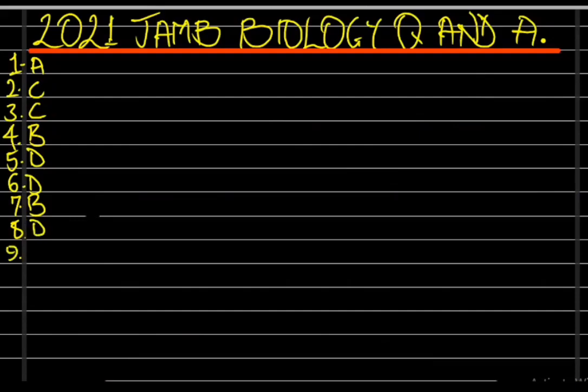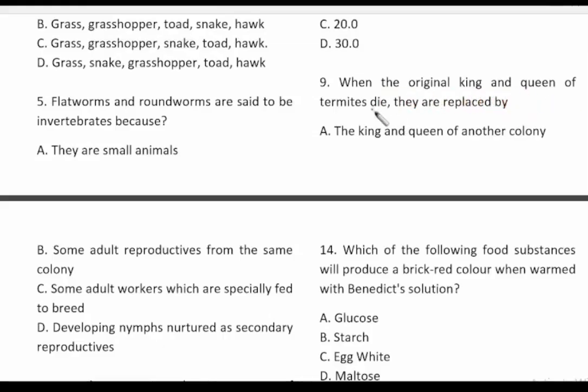And then question 9. When the original king and queen of termites die, they are replaced by A. the king and queen of another colony, B. some adult reproductives from the same colony, C. some adult workers which are specially fed to breed, and D. developing nymphs nurtured as secondary reproductives. Now we're looking at the social insects in this particular question 9. We have so many types of social insects, but particularly we have the bees, the termites, and the ants.